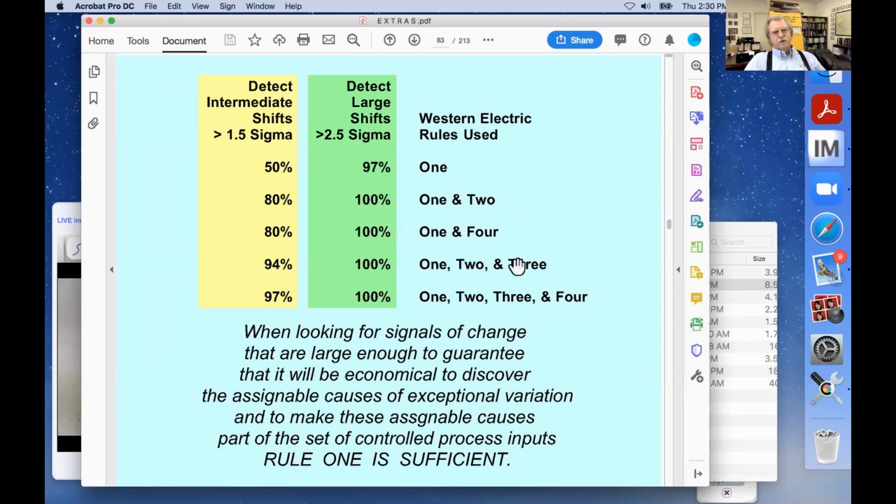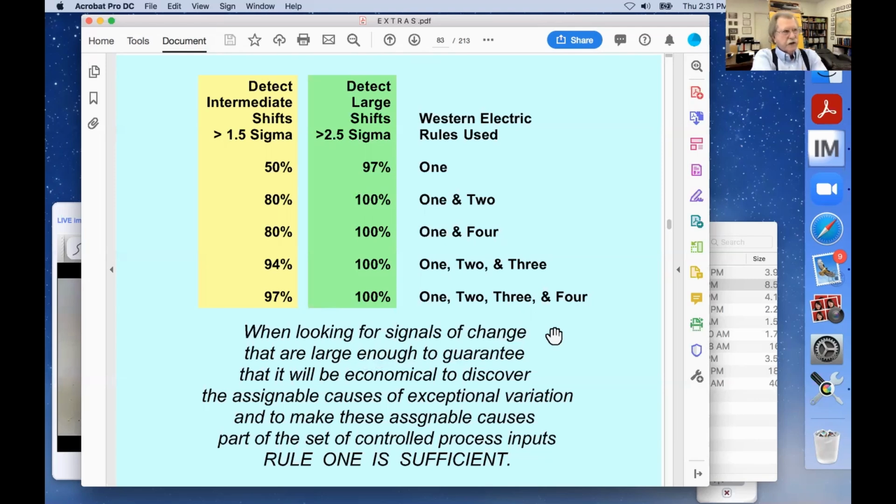You add rules 1, 2, 3, or 1, 2, 3, and 4, you can't increase the probability of detecting a big shift. You just increase the probability of detecting an intermediate shift. And frankly, you don't need that. You've got to have enough big shifts to keep you busy. When looking for signals of change that are large enough to guarantee that it will be economical to discover the assignable causes of exceptional variation, and to make these assignable causes part of the set of control process inputs, Rule 1 is sufficient.